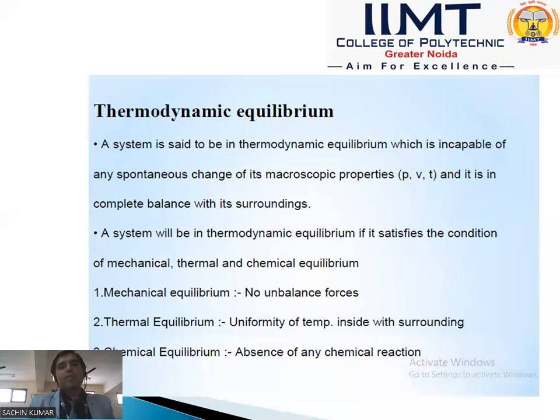If there are no chemical reactions, that is called chemical equilibrium. If the three equilibrium systems, mechanical, thermal and chemical equilibrium, satisfy their conditions, that is called thermodynamic equilibrium. Mechanical equilibrium is when no unbalanced force is available. If there is no unbalanced force, we can call it mechanical equilibrium.